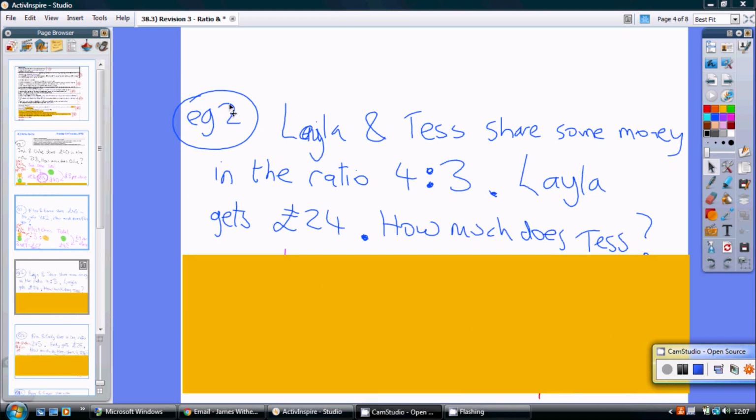Example 2. This is a different type, so you've got to be careful. Layla and Tess share some money in the ratio 4:3, but you've got to read the wording carefully. We're now saying Layla gets £24. So we're not saying the total is 24, we're saying Layla gets 24. How much does Tess get?